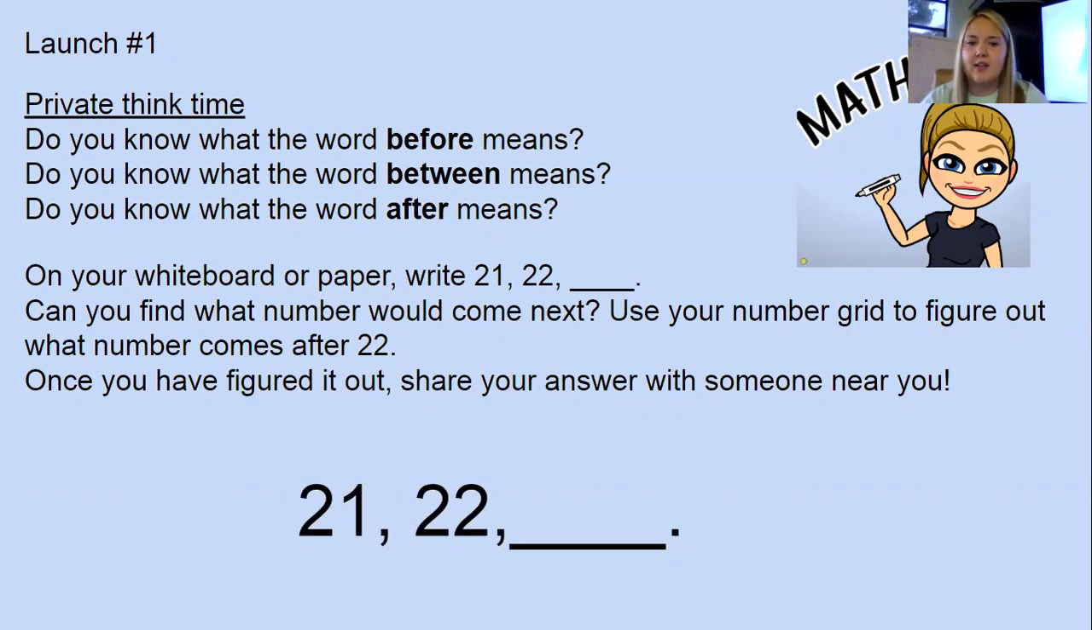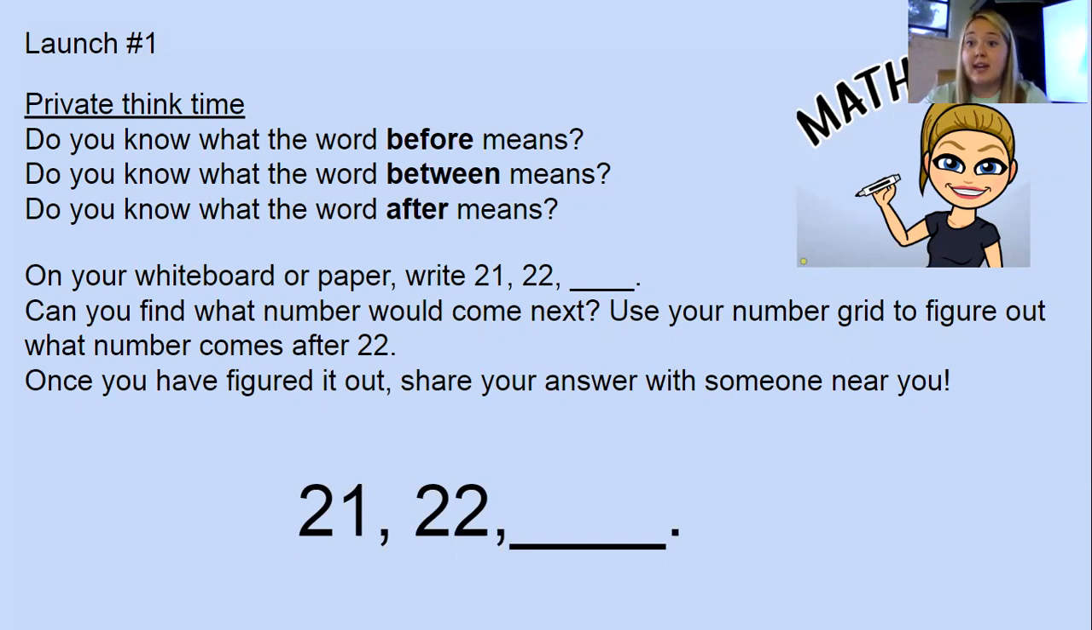Fantastic. Now that we've thought about that, you guys have talked about it with some of your peers or whoever you're at home with, let's talk about what those words mean. Before means something came first or in front of it. So if I am in my car and there's a car in front of me and a car behind me, the car in front of me comes before me, right? Yeah, that's what before means.